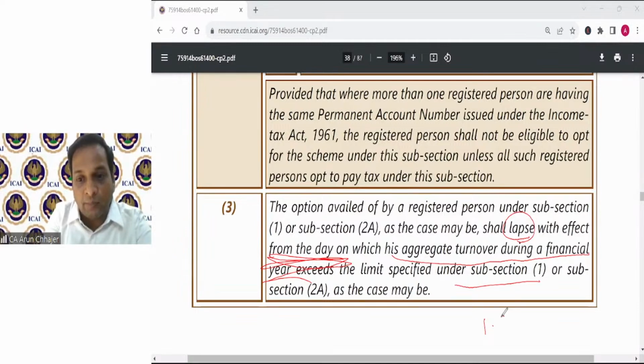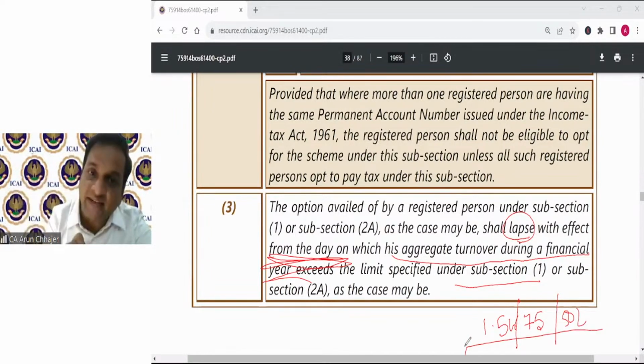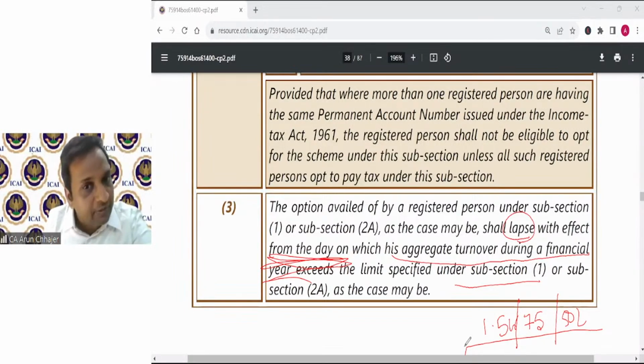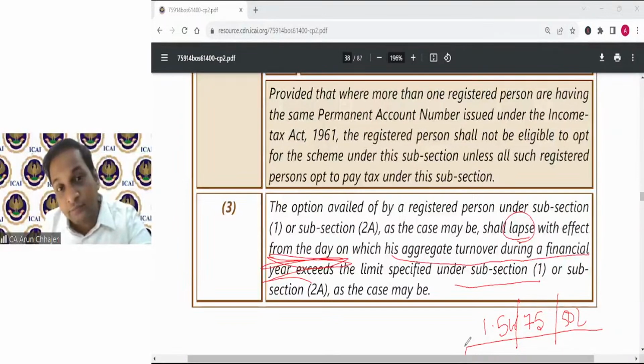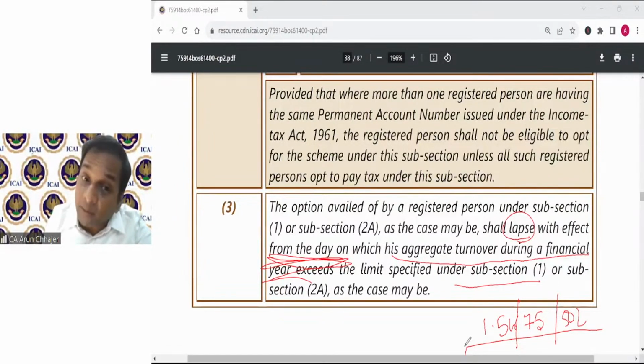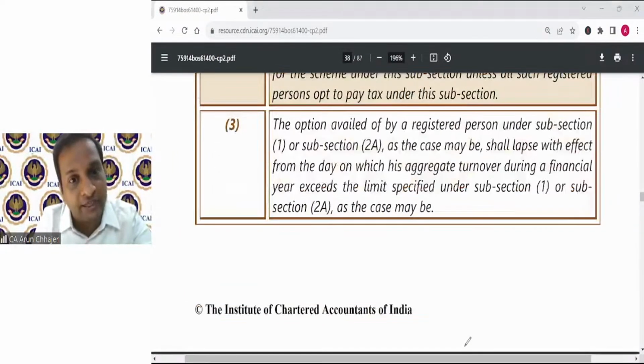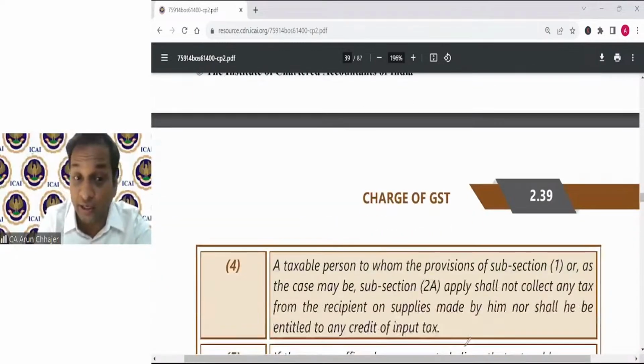So we have discussed 1.5 crore, we have discussed 75 lakhs, and we have discussed 50 lakhs. The day it is exceeded, from that day itself you will be ineligible for composition, and you are compulsorily required to go to the regular category. This option of 10.1 or 10.2A will lapse from the day when the turnover exceeds the threshold limit.